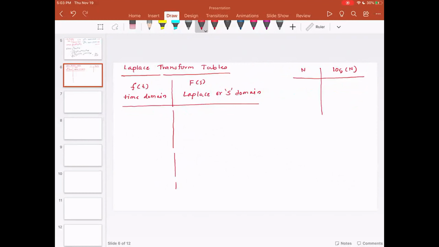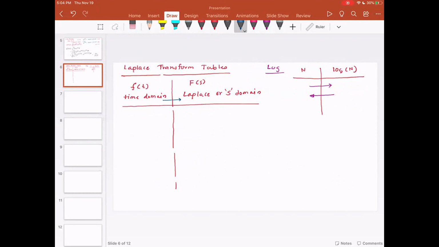Okay. So Laplace transform tables are something similar to log tables, wherein you have the numbers on the left hand side and their natural logs on the right hand side. You also have inverse log tables, wherein you have the log on the left hand side and the numbers on the right hand side. So you can go from right to left, or from left to right. We are going to do the exact same thing.